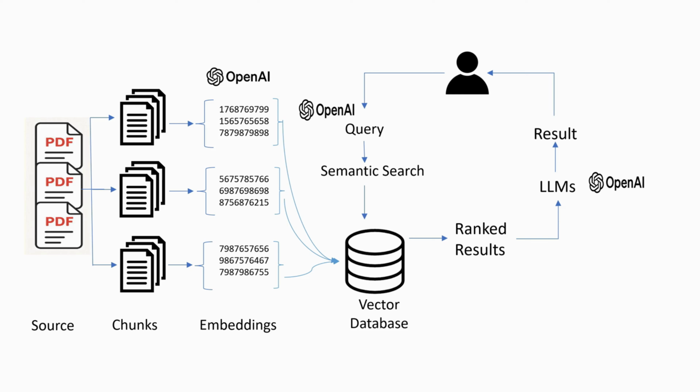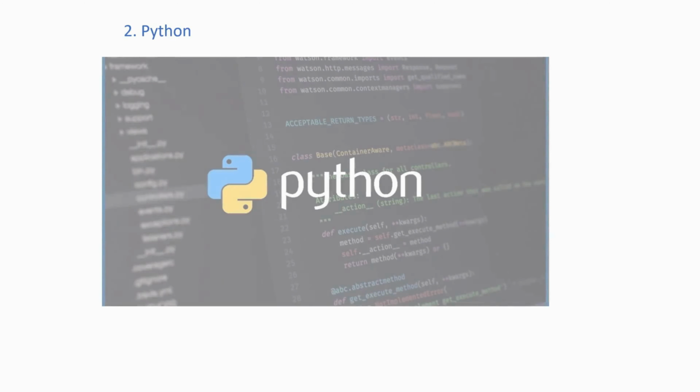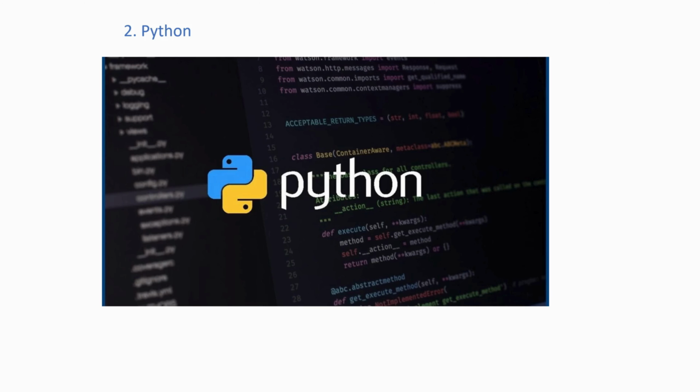Now, let's talk about the tools. For coding, we'll use Visual Studio Code, also known as VS Code. It's lightweight, powerful, and widely used in the industry. You can install VS Code on Windows, Mac, or Linux. If you are coding locally, make sure Python is installed on your system. I won't cover the installation steps here since they are straightforward and well documented.